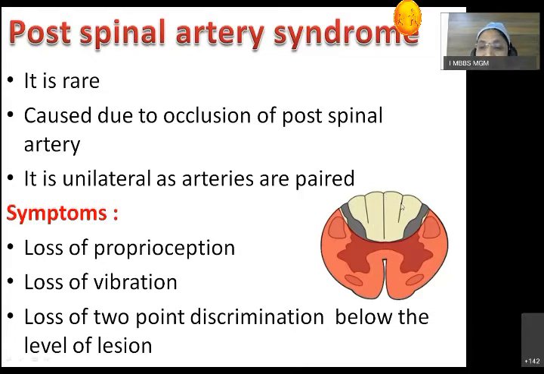The function of these dorsal tracts is that they are mainly concerned with proprioception. What do you mean by proprioception? Sense of vibration, sense of position, joint movement, two-point discrimination, stereognosis. All these are concerned with proprioception. All the sensations which are recent or advanced are carried by the dorsal root, which we have already discussed. So if there is damage to the posterior spinal artery, there will be loss of proprioception, loss of vibration, and loss of two-point discrimination below the level of lesion.